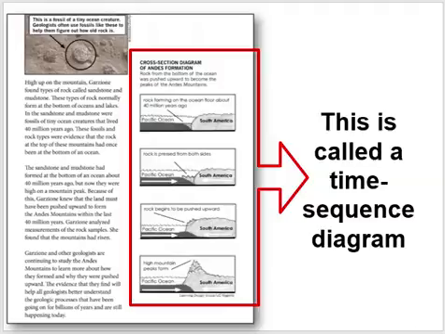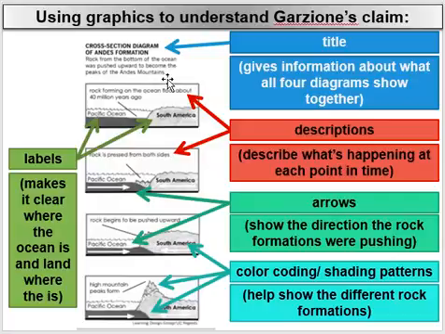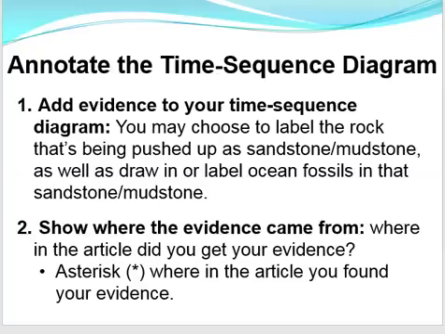And the next part, let's take a look at this time sequence graphic a little bit more carefully. You can see we have a title that's going to be giving information about all the 4 diagrams. There's labels that make it clear where the ocean is and where the land is. There's different descriptions that describe what's happening. Some arrows show the direction the rock is moving, and there's some color coding. We've got some black and gray and different shading that helps us understand how the different rocks formed.